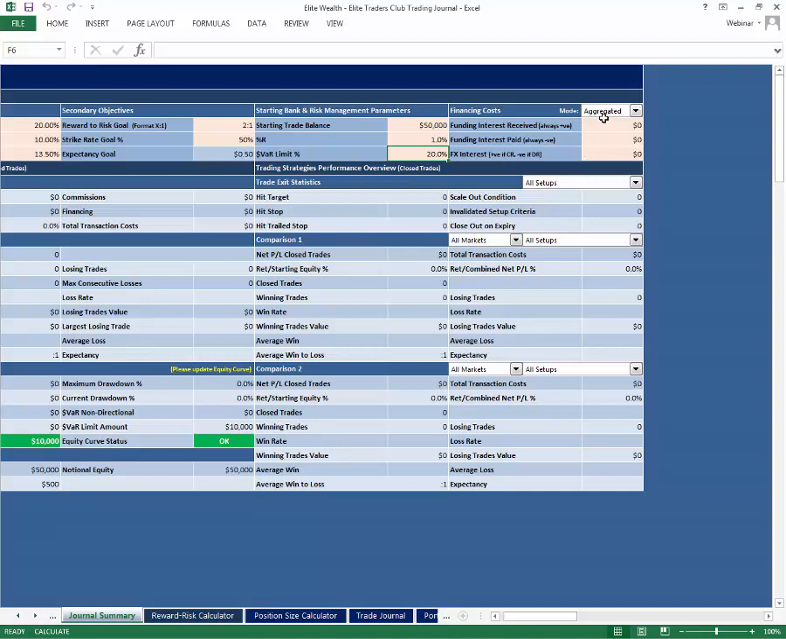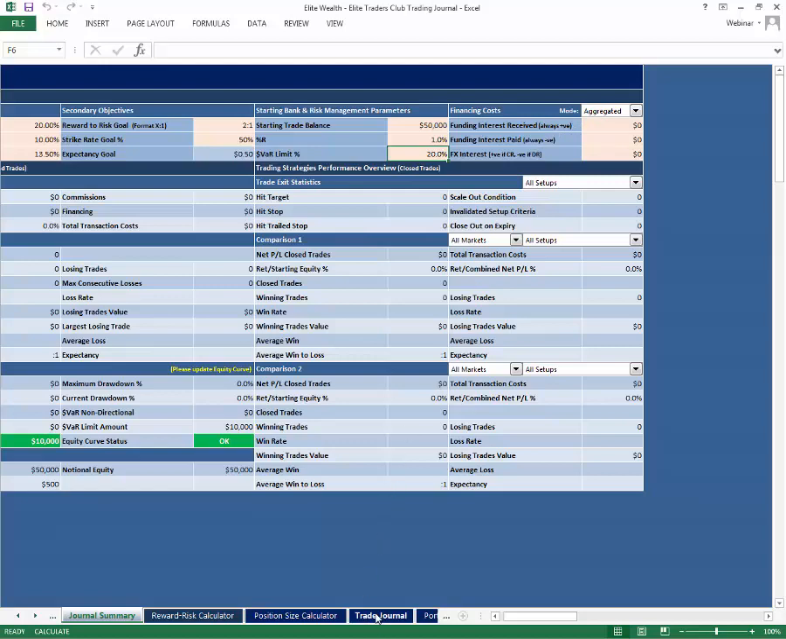Last column is for financing costs on there. There's two methods of doing this, either aggregated, which you just enter in here the values on a weekly or monthly basis, or you can go trade by trade, in which case you would enter this with each trade on the trade journal page.